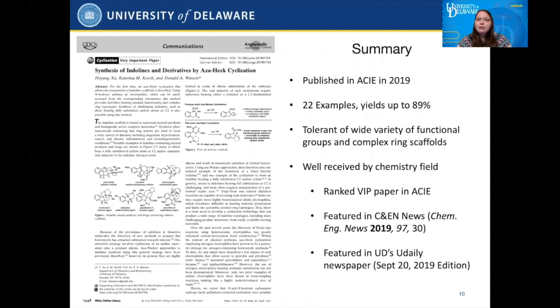So in a short summary, this work was published in Angewandte in 2019. There's 22 examples in the paper, and it does tolerate a wide variety of functional groups and complex ring scaffolds. This paper was really well received by the chemistry community. It was ranked a VIP in Angewandte, as well as being featured in ACS's C&EN News. And it was also featured on campus in UD's UDaily newspaper. So next, I will pass it off to Alyssa.